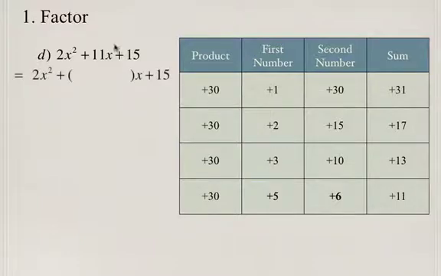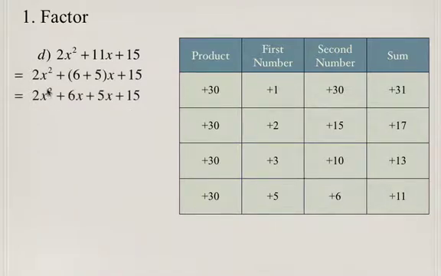So we're going to decompose, we're going to break apart this 11x into 6 plus 5 times x, because 6 plus 5 is equal to 11. So we haven't changed it. All we've done is break apart that middle term into 2x squared, and then we have 6x plus 5x, which is 11x, plus 15. Now we're going to put brackets around the first two terms and the last two terms.